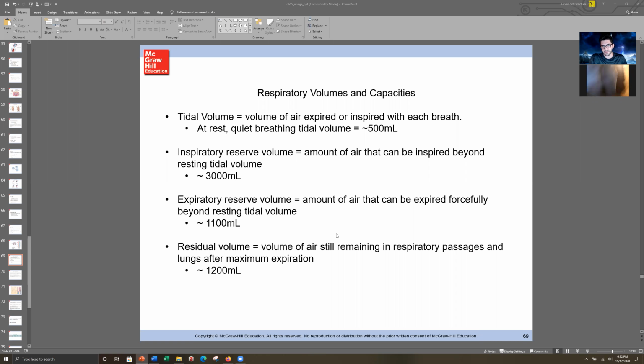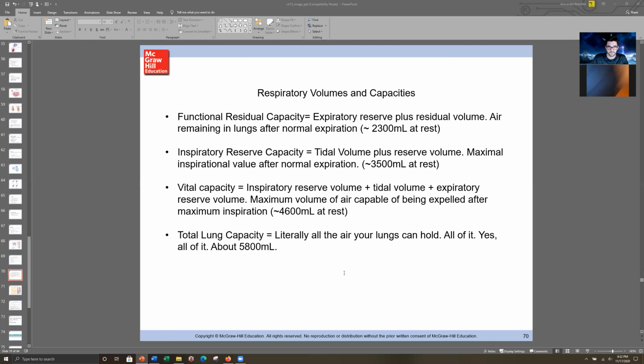Expiratory reserve volume is the amount of air that can be expired forcefully beyond resting tidal volume. So that's when you exhale maximally, right? And then we have residual volume, which is the volume of air still remaining in respiratory passages and lungs even after maximum expiration. This is roughly 1,200 milliliters. And then we have some other capacities as well. Functional residual capacity is the expiratory reserve plus residual volume. We've got a graph here that will highlight all of these as well. It's the air remaining in the lungs after normal expiration, roughly 2,300 milliliters at rest.